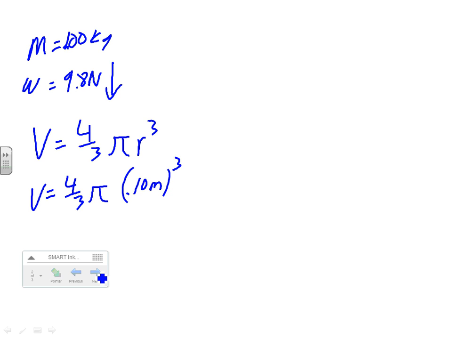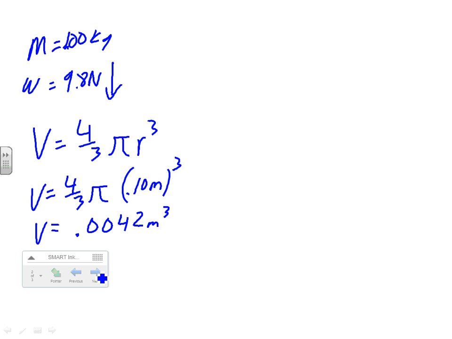So if we do the math on that, let's cube the 0.1, times pi, times 4 divided by 3. And we end up with a volume of 0.004. And in this problem we have just two significant digits, so we'll say 0.0042 meters cubed. That's not only the volume of the ball, it's also the volume of the water displaced by the ball. It's all the way underwater.